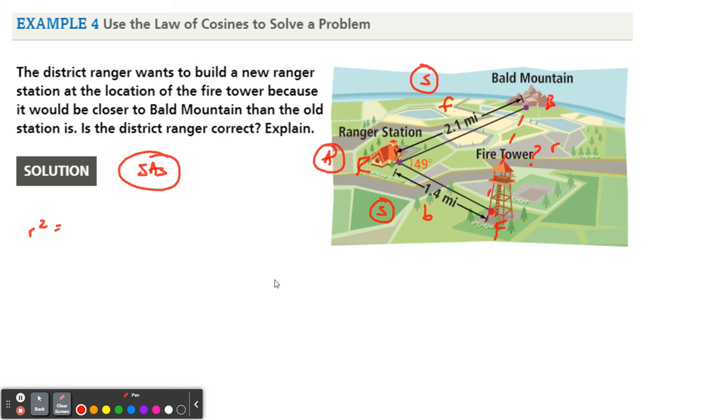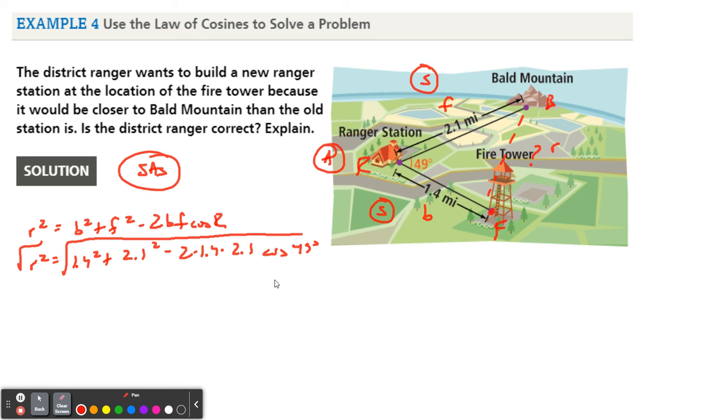So r squared equals b squared plus f squared minus 2bf cosine of r. We know that b is 1.4, we're going to square it, plus f is 2.1, we're going to square it, minus 2 times 1.4 times 2.1 cosine, and r is 49 degrees. Remember, you're going to take the square root of that. So we can type in this whole right side all at once, including the square root, and it'll give us the value of r. I'm looking to see if it's less than 2.1.